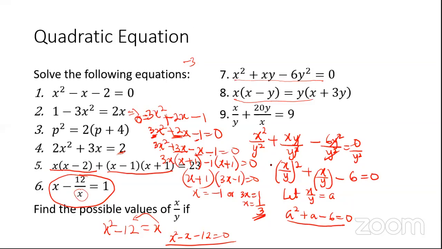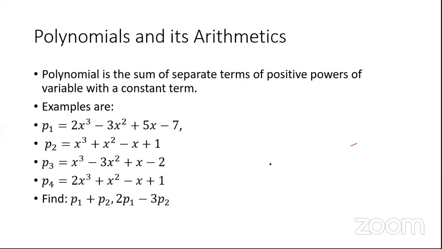So let's move to the next thing. Now, polynomials. What do you mean by polynomials? You can see we are just getting to polynomials. We have actually used like 1 hour to treat prerequisites. So polynomials, from what you can see here, is the sum of separate terms of positive powers of variables with a constant term. Although the constant term can be 0, it doesn't matter.